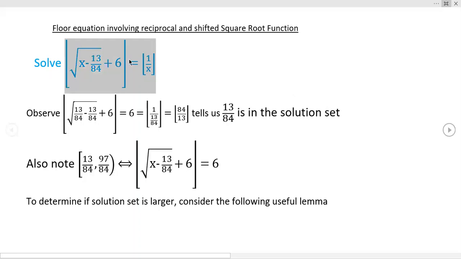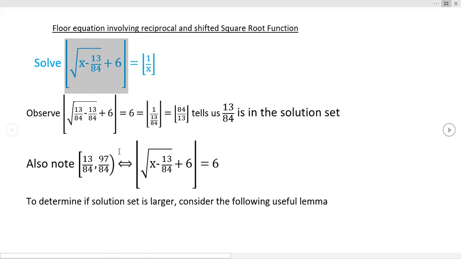Now let's focus a little bit more just on this left-hand side right here. Another thing to point out that will be useful later on in the problem is that we can say more as far as this part goes. Notice that if we take this 97 over 84 and substitute it right here, that would just be 97 minus 13, which is, of course, 84 over 84. And that would change this to 1, and so you would have a floor of 7, right?